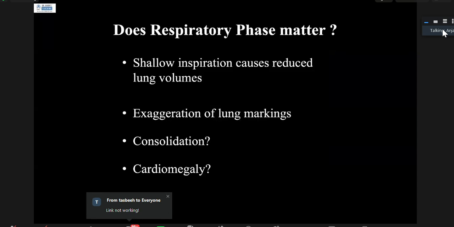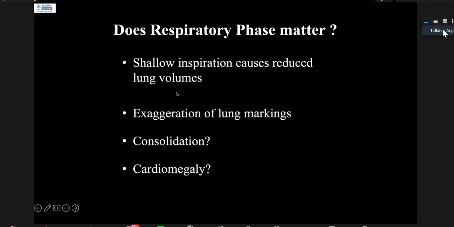Now, does respiratory phase matter? Why is it that if adequate inspiration is not there, it should matter? Because we've earlier seen, when we saw the supplementary projections, the inspiratory and expiratory views, that a lung-based lesion which was seen on a good inspiratory view was not seen on the expiratory view because it was masked. So that is one downside of a poor inspiratory film.